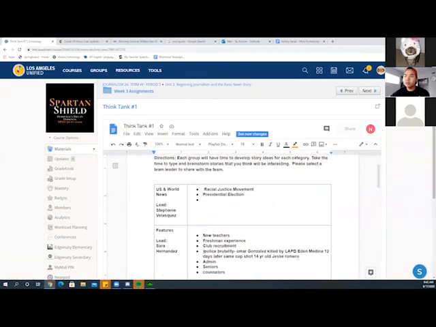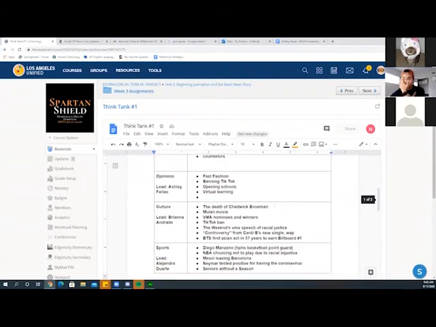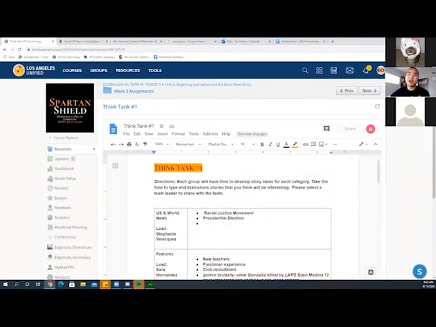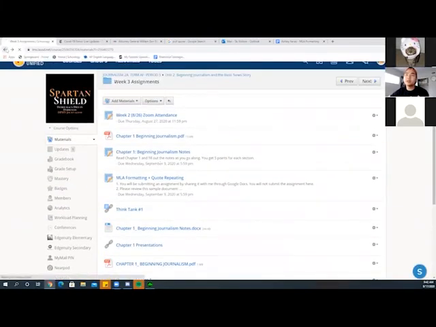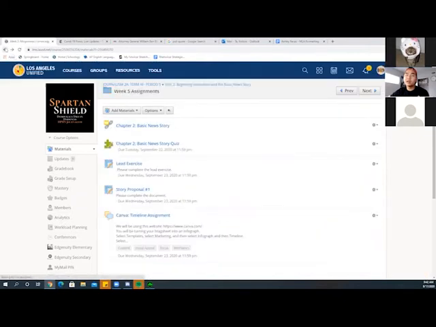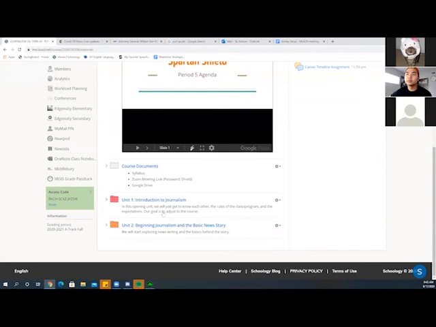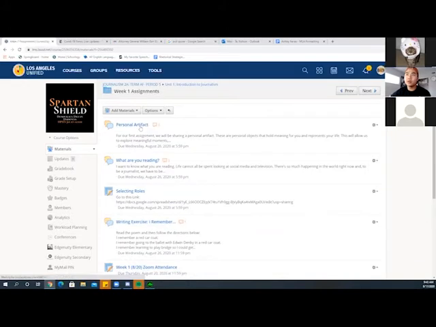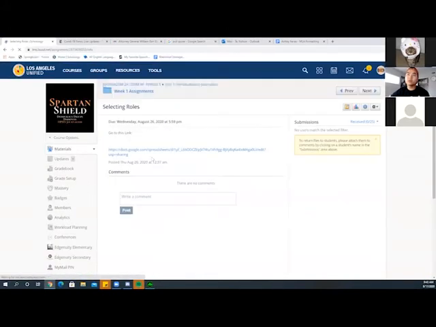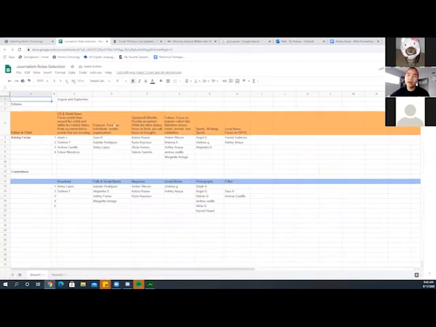There are people's names, and people are generally under a category. If you don't remember which category you're under, you have to go back to week 2. I know we have maybe 2 new students, 1 new student. Go back to unit 1 and then click on week 1. If you click on selecting roles, it'll take you to a Google Doc. And you'll see under which category we have different people.